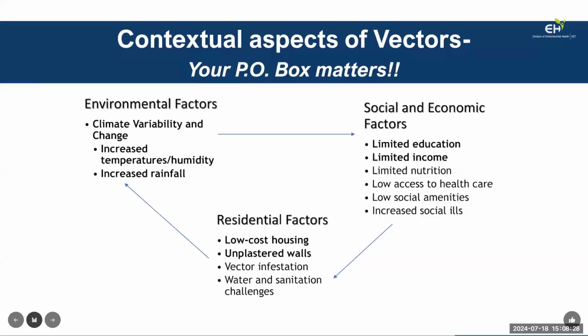So if you have limited socioeconomic status, most likely you'll find yourself in low-cost housing, very poor housing, mud thatched houses. You won't have corrugated iron roofs. You might be using thatched roofs where more vectors are likely to breed. You might have eaves in your roofs. You may not have proper sanitation. And so because of that, you have breeding areas for these vectors to continue growing in.